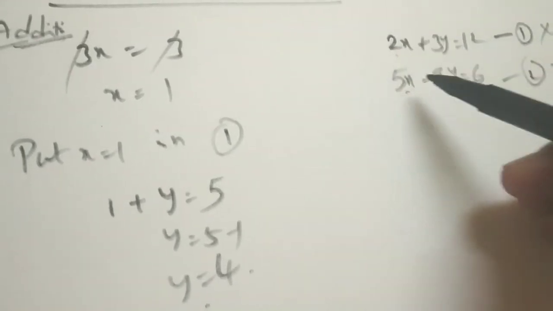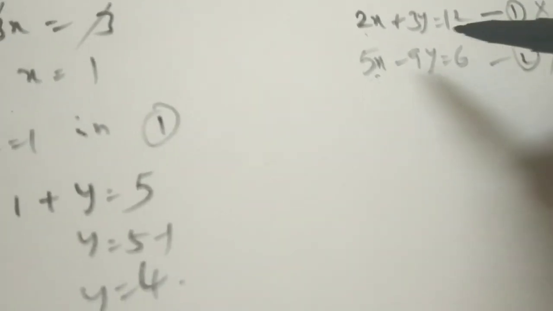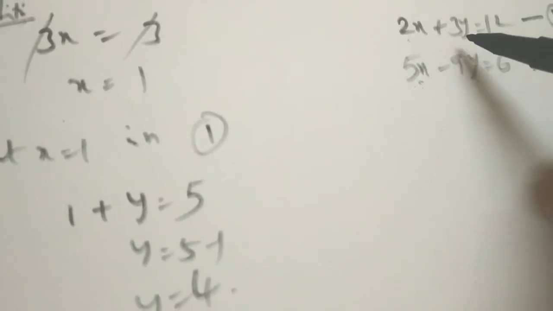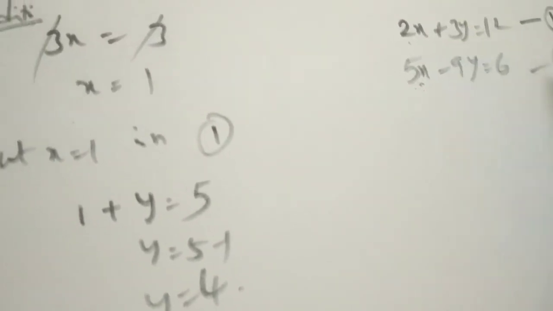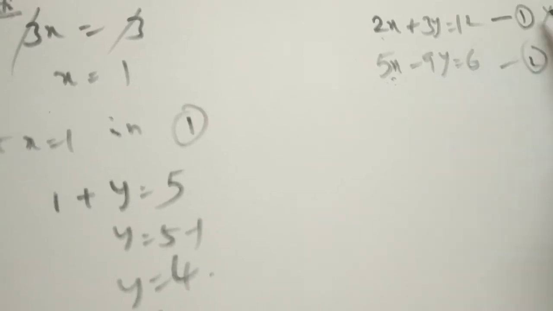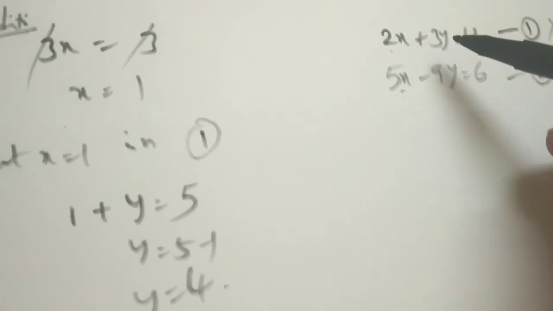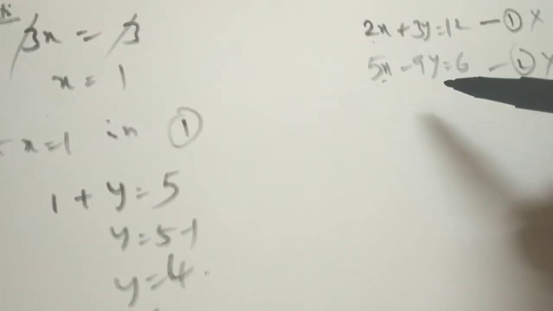Then the x coefficient will become the same. You can apply the same process to make the y coefficients the same. That means this 3 is there, no y coefficient. This 3 has to be multiplied with the second equation, or this minus 9 has to be multiplied with the first equation. Then the coefficients of y should be equal. Then the y terms will be cancelled.